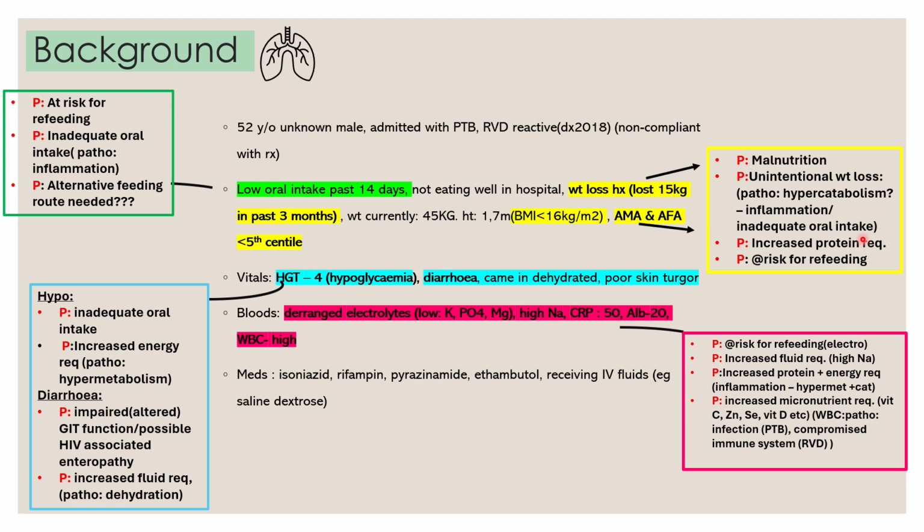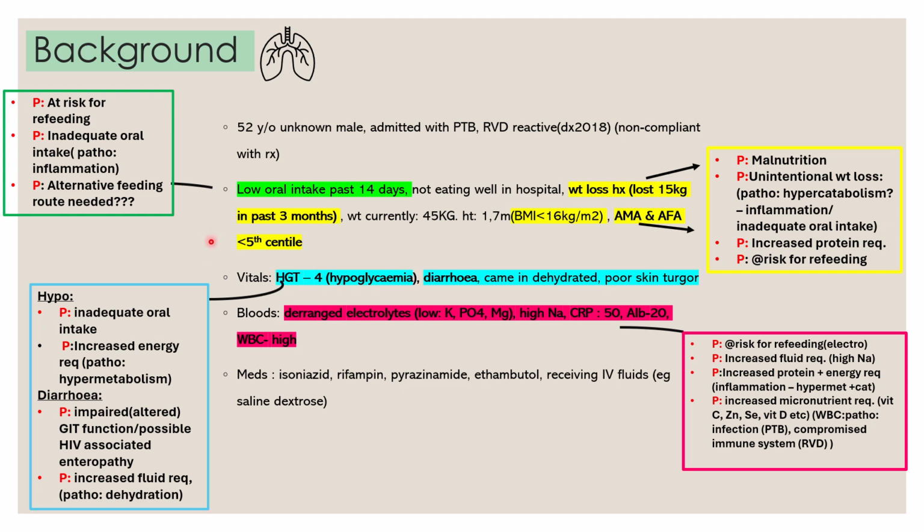There are some statements that we can use interchangeably in terms of the problem as well as the etiology. So you can say inadequate oral intake related to inflammation as evidenced by low intake in the past 14 days. Or you can say unintentional weight loss related to inadequate oral intake as evidenced by the anthro and the diet. Okay, I've also just included the at risk for refeeding.